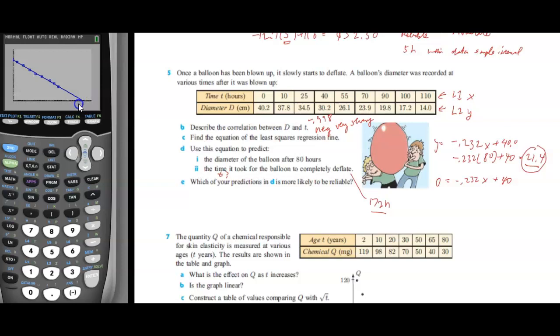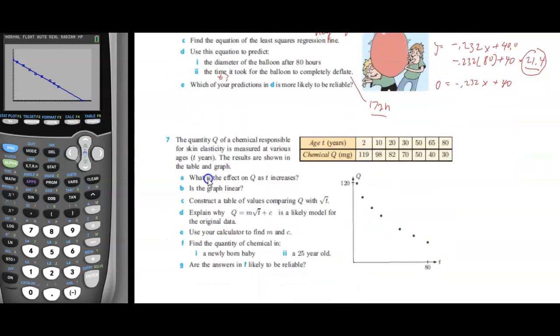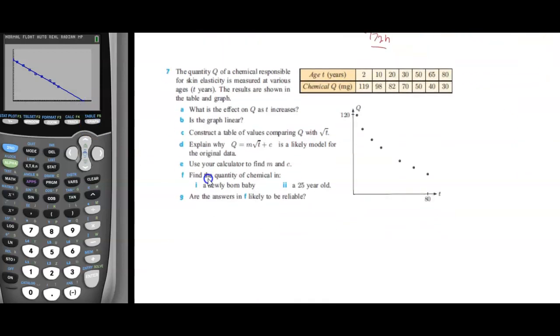Okay? All right, last problem on this page, number 7. This is a challenging one. I'm going to type this data in offline into stat edit, and then I'll be back to run stat calc reg with you. Okay, I typed my data into L1 and L2. On this problem, the first thing they ask is not about R. They ask, what is the effect on Q as T increases? And then, is the graph linear? So that's a little bit sus, isn't it?